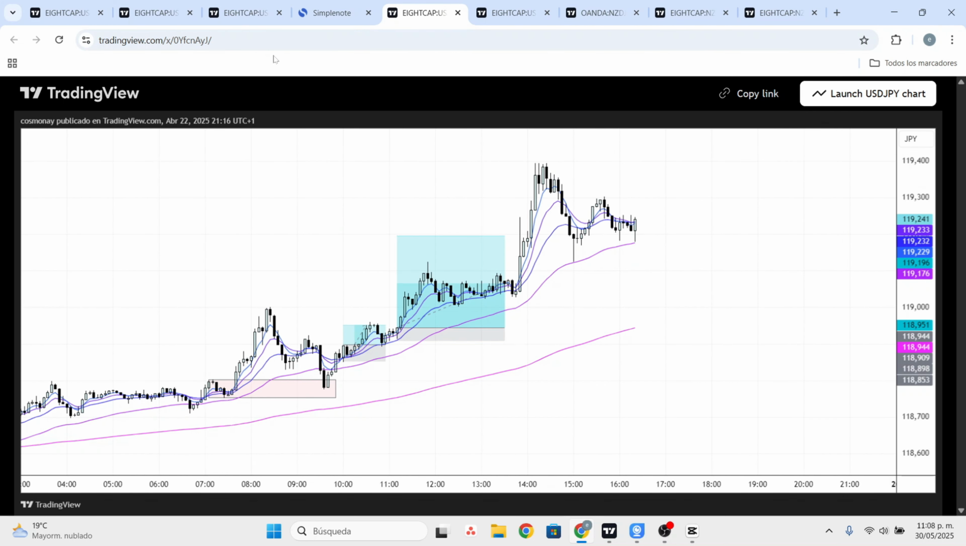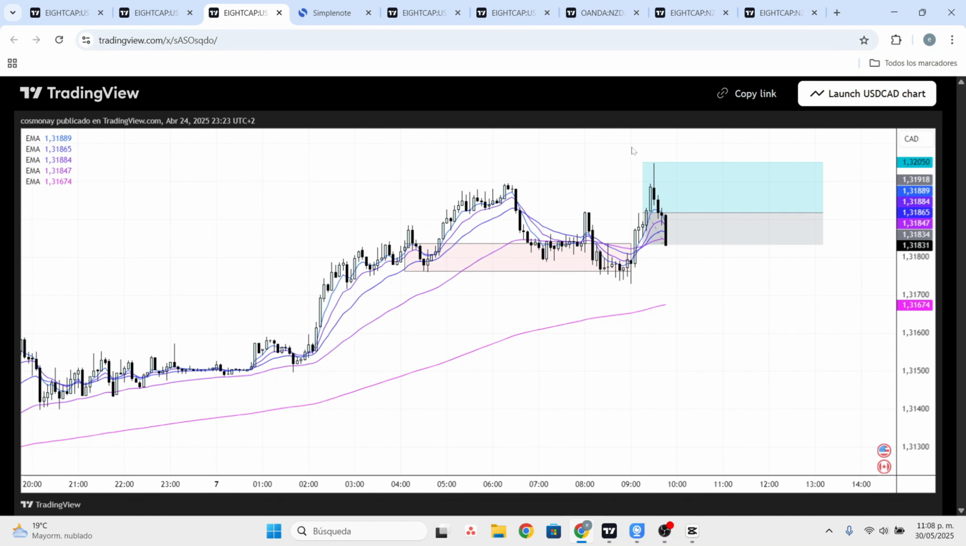And now we're going to see some examples of when price didn't deliver. As you can see here, price went around 1 RR, 1.1, 1.2, around that. We made sure that we set our stop loss to break even and we went out without losing anything.